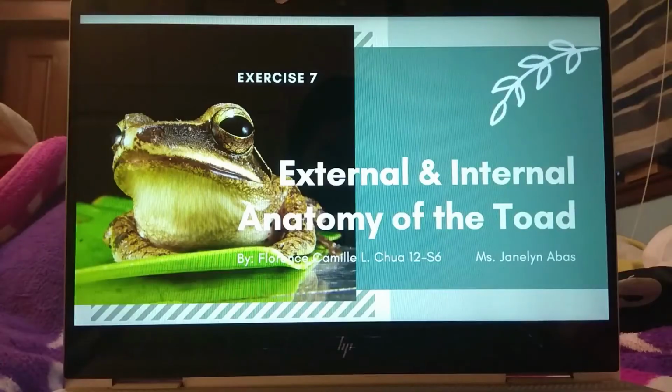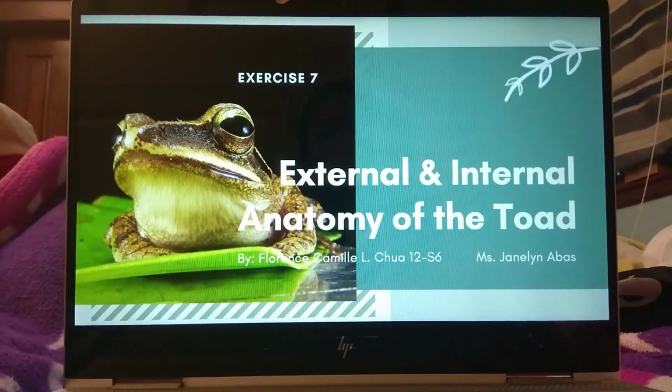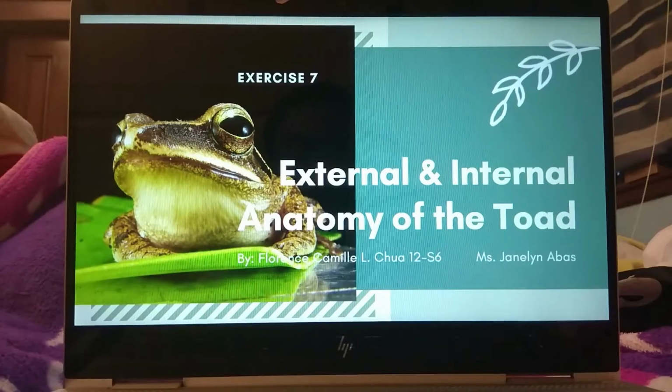Hi, so in this video we'll be talking about frogs. So we'll move on to our PowerPoint for our experiment 7. So here we have our PowerPoint now. So we will be talking about the external and internal anatomy of the toad.